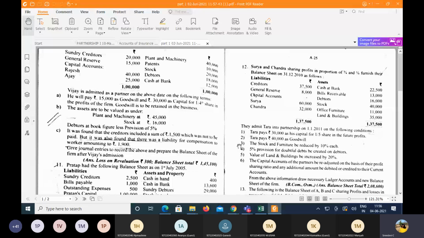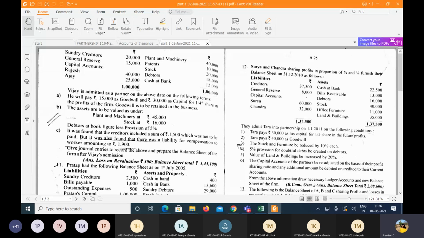Before I start this question, I just wanted to make it very clear with regard to a few important points relating to the capitals. Whenever we look into the admission of a partner, as we know, a new partner joins the firm and brings along with him the capital to have a share in the assets of the firm, as well as goodwill to have a share in the profits.